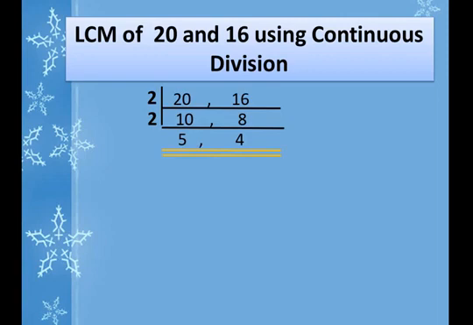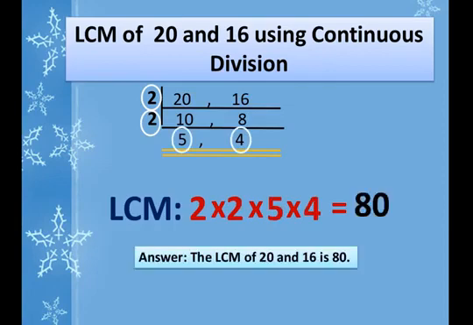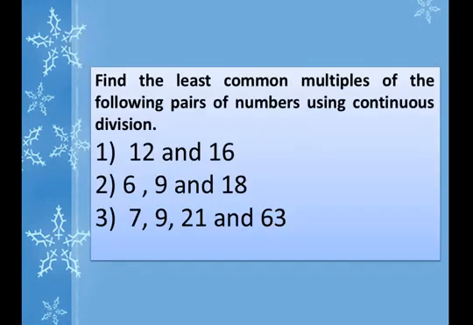So stop there and then multiply all the numbers outside. They are 2 times 2 times 5 times 4. The answer is 80. So the LCM of 20 and 16 is 80.